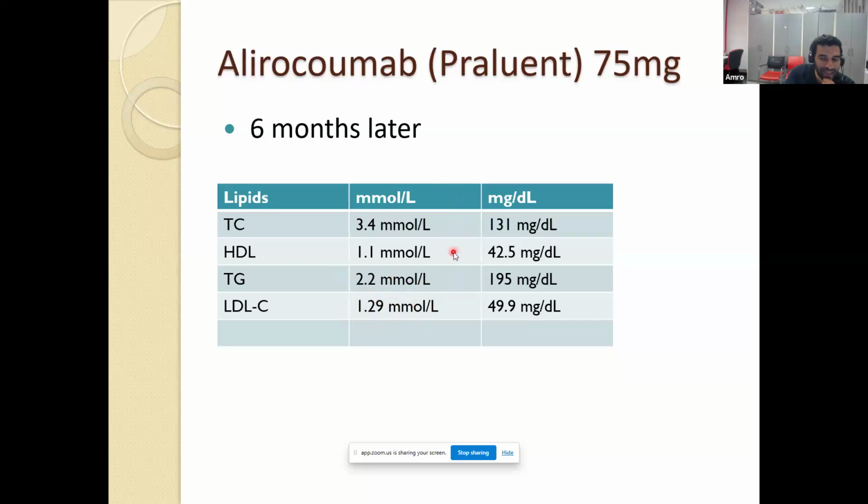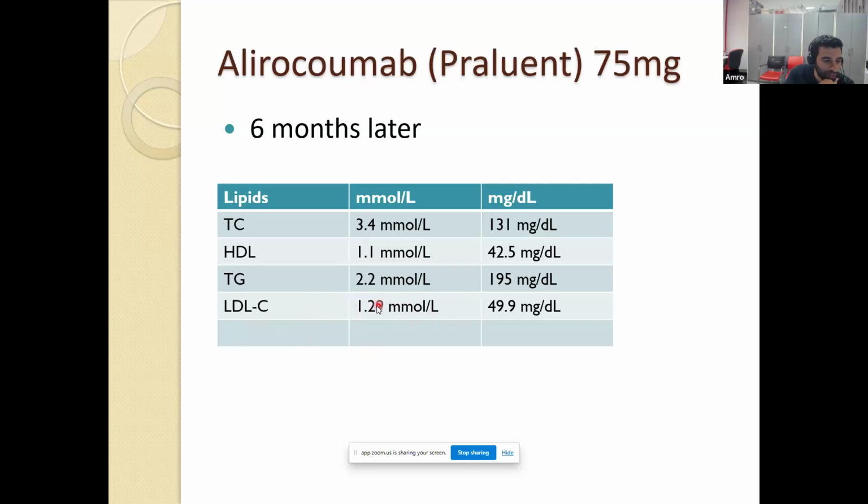His lipoprotein little a is still high. Most drugs don't affect lipoprotein little a. PCSK9 inhibitors do lower it slightly. And again, there are newer drugs at the moment that have started to target lipoprotein little a, but we're not going to talk about that because they're all in development. But the most important thing is we've lowered his LDL cholesterol.